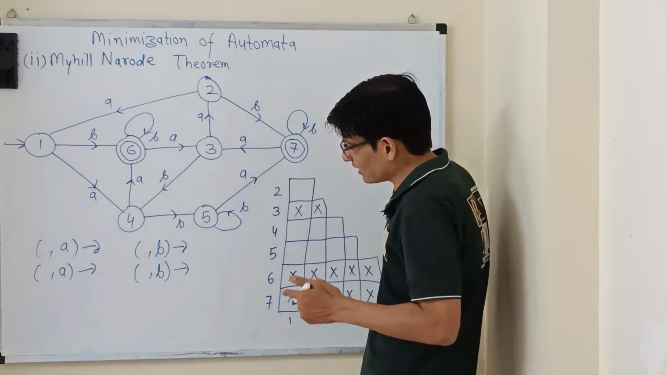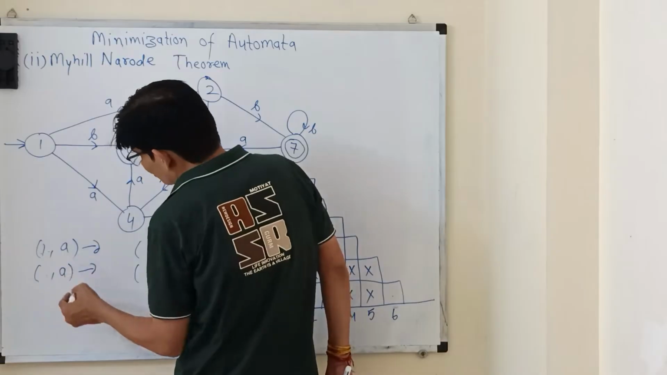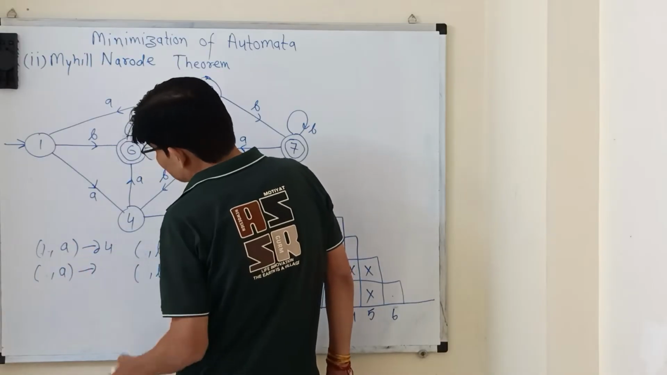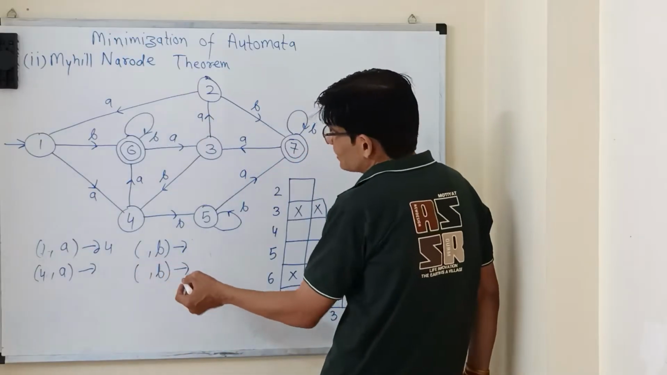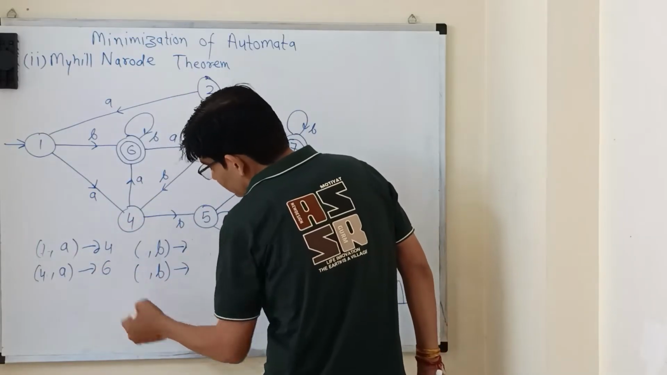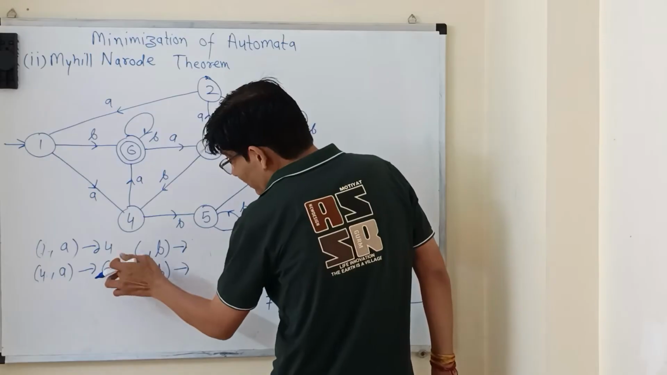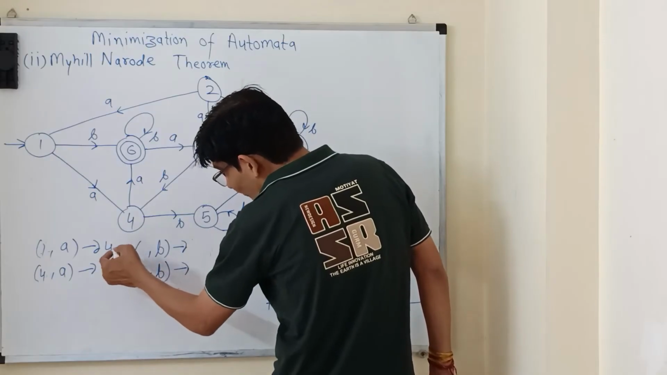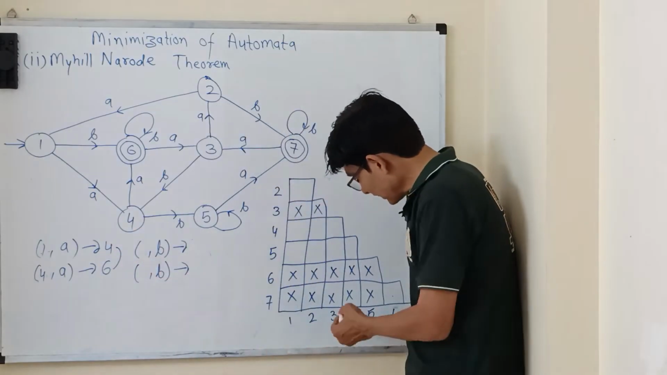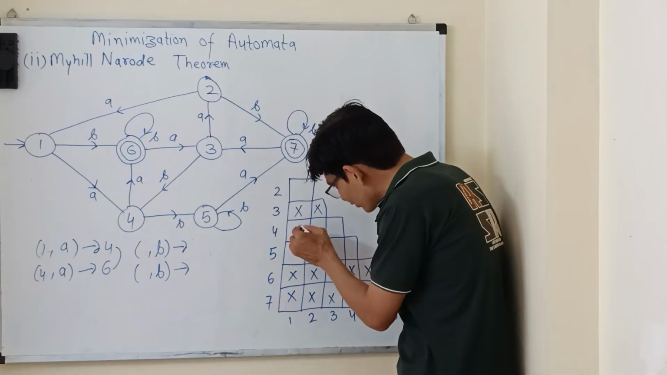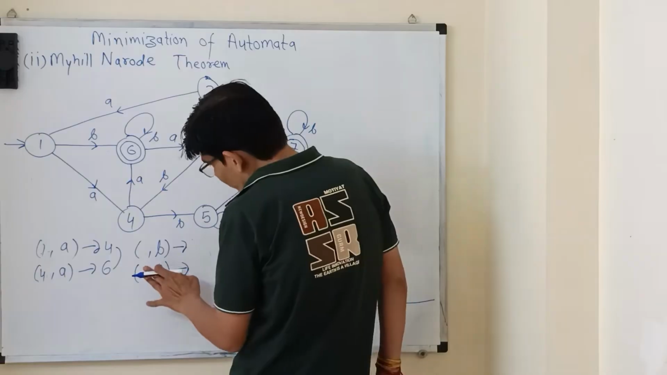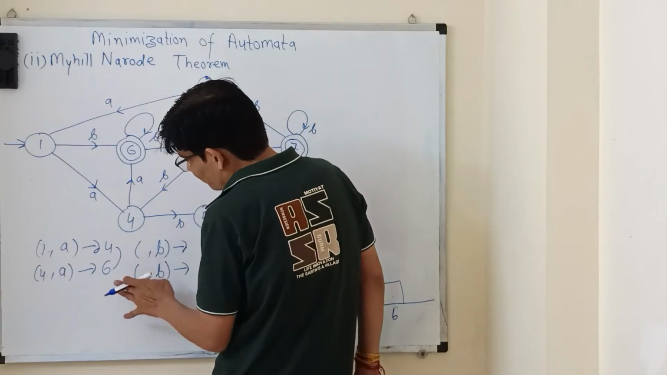So now on 1, if we are applying A, we are reaching 4. On 4, if we are applying A, we are reaching 6. That means 4 and 6, and on 4 and 6 we have already put a cross. So we can cross it. So now no need to check the transition of B.